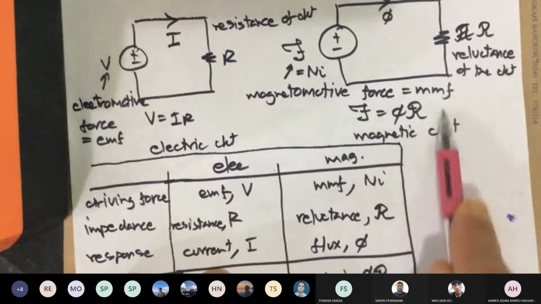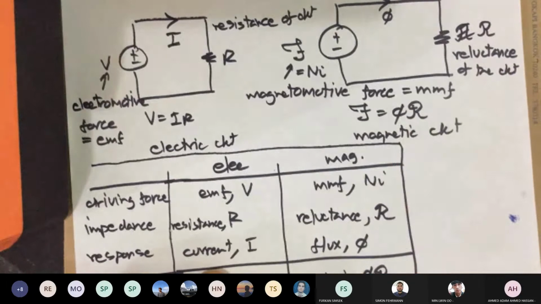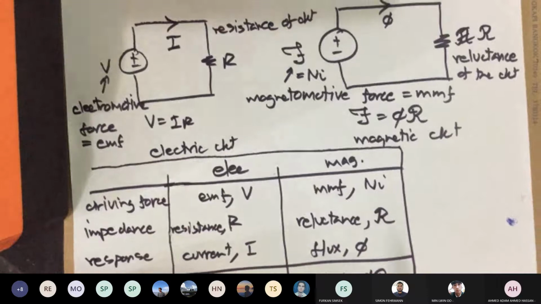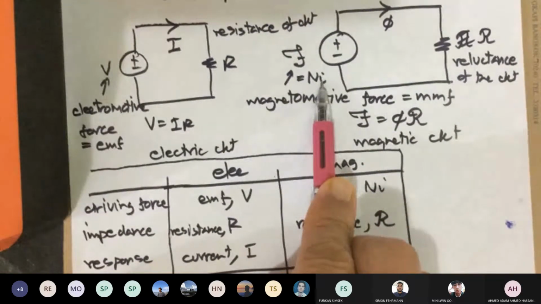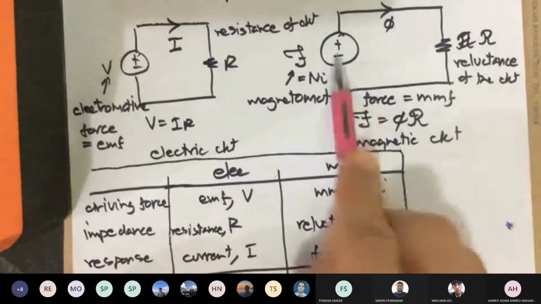So this is what we got from the magnetic circuit, using a simple concept from Ohm's law in electric circuit. But don't get confused. This is the magnetomotive force. It deals with the current, but we're not going to use that. We use magnetic flux.